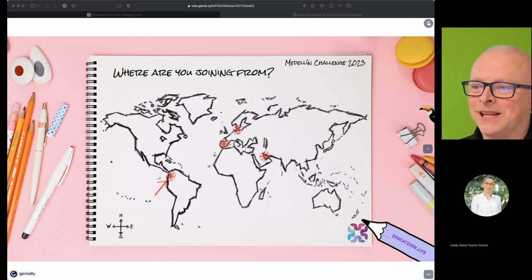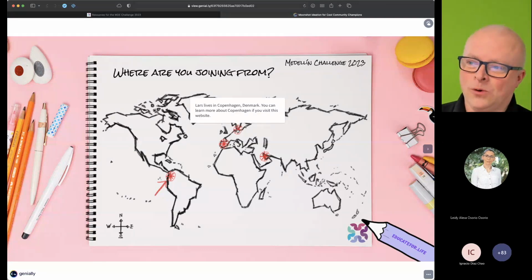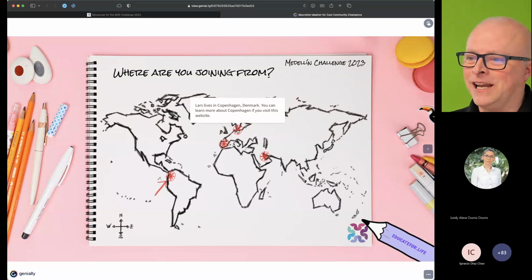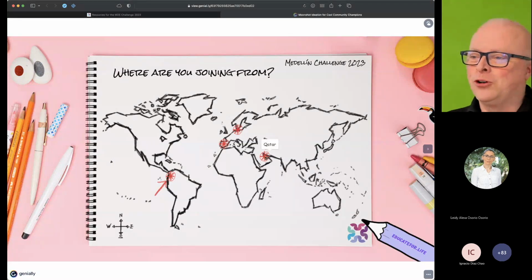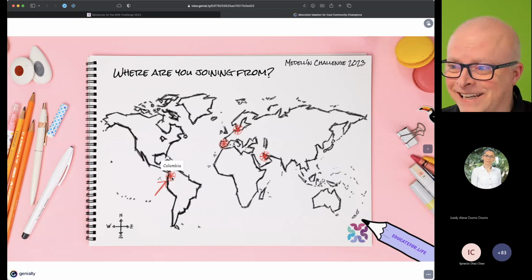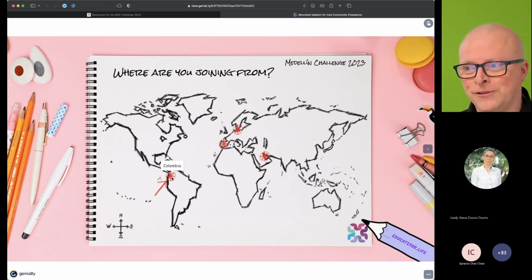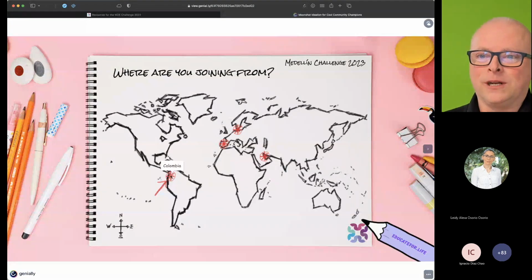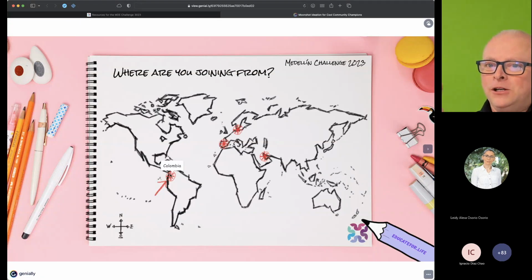I personally am dialing in today from Copenhagen, which you see on the map here, and I have been attempting to put Qatar and Spain and Colombia on the world map here. If I failed, then I will definitely join the next geography lesson together with anybody who needs it as much as I do. So here's the world map for the Medellin Challenge 2023.